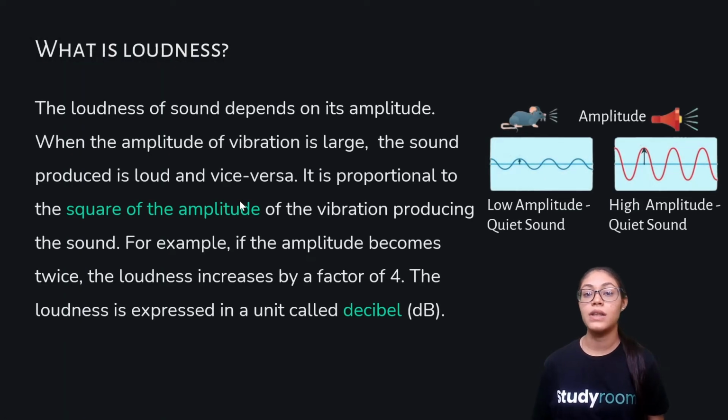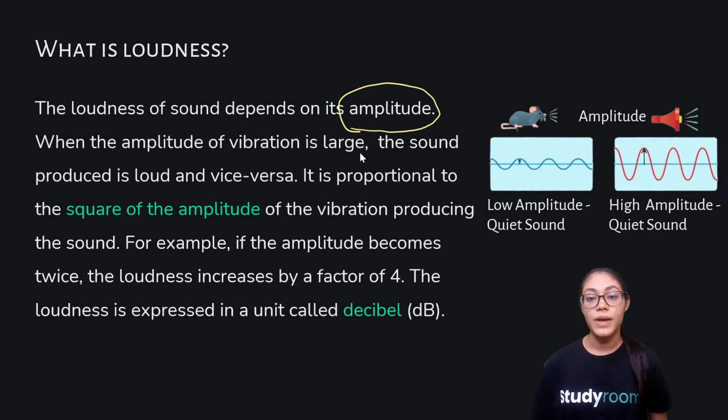Now, what is loudness and what does loudness depend on? The loudness of the sound depends on its amplitude. Am I right? When the amplitude of vibration is large, the sound produced is loud, and vice versa. That means if the amplitude of vibration is small, then the sound produced will be low, it won't be very loud. So, we can say that it is proportional to the square of the amplitude of the vibration producing the sound, right? We can say that.